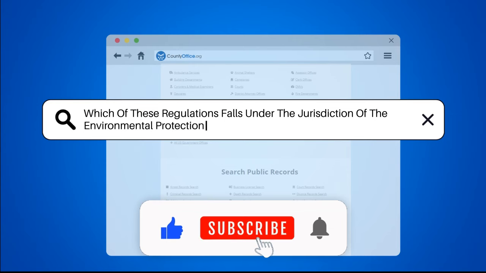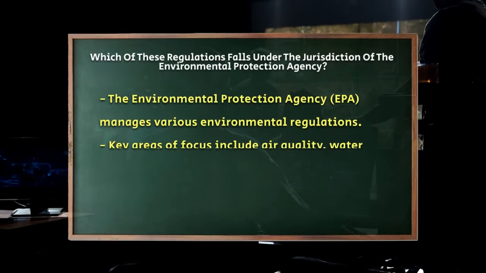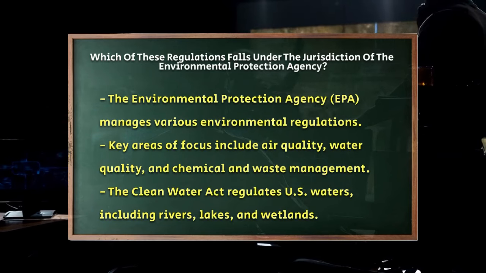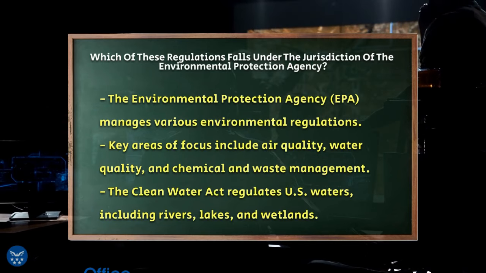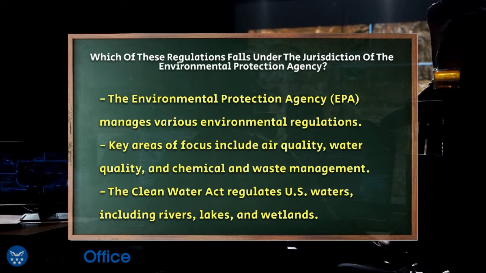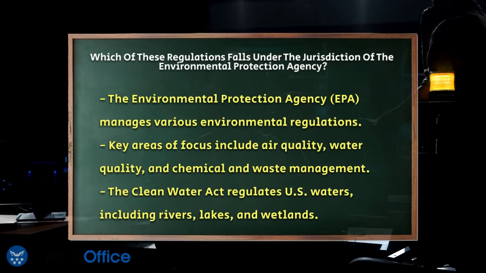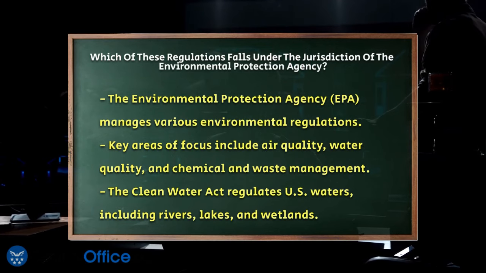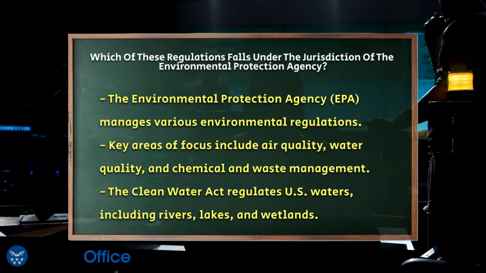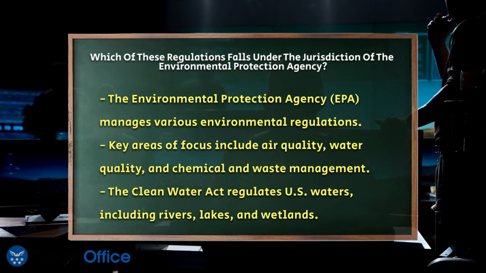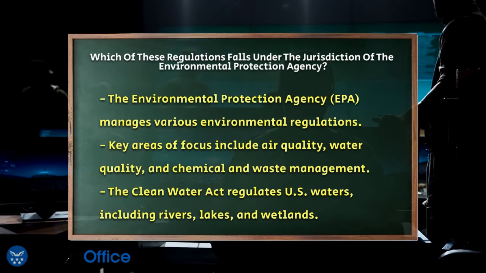Which of these regulations falls under the jurisdiction of the Environmental Protection Agency? Have you ever wondered which regulations are managed by the Environmental Protection Agency, or EPA? Let's break it down. The EPA is responsible for a wide range of environmental regulations, particularly those related to air quality, water quality, and the management of chemicals and wastes.